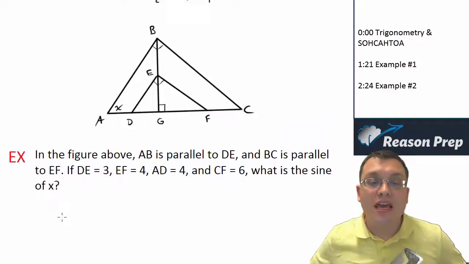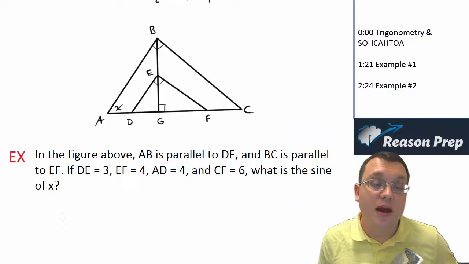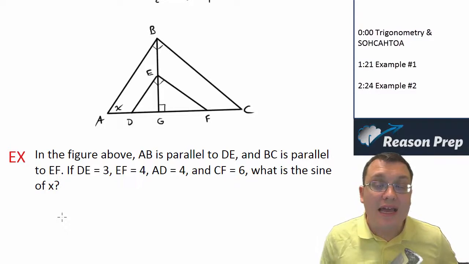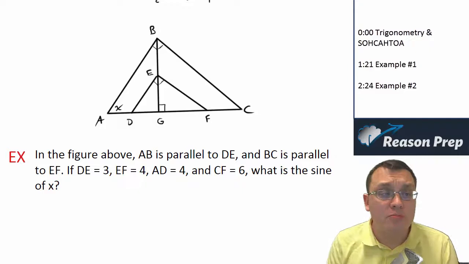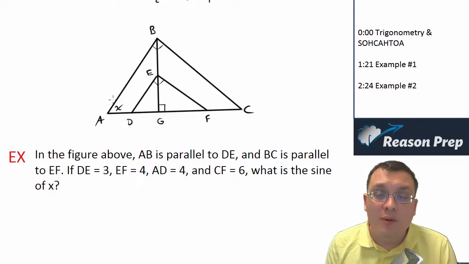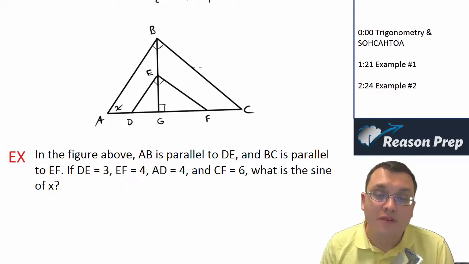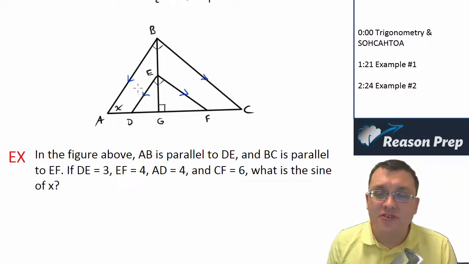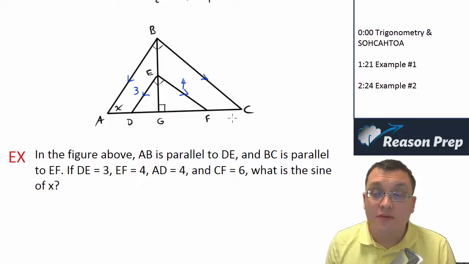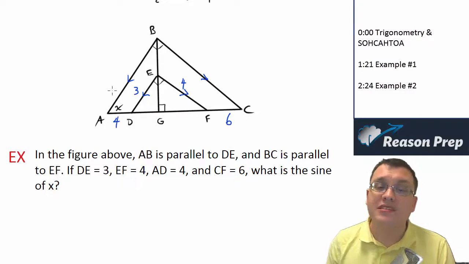In the figure above, AB is parallel to DE and BC is parallel to EF. If DE equals 3, EF equals 4, and CF equals 6, what is the sine of x? So let's plug in all of our information first. Let's put in the information they gave us. We know AB and DE are parallel. We know EF and BC are parallel. Typically, you can show that in your picture by this little caret thing. DE is 3, EF is 4, CF, this piece is 6, and AD is 4. And we want to know what is the sine of this.